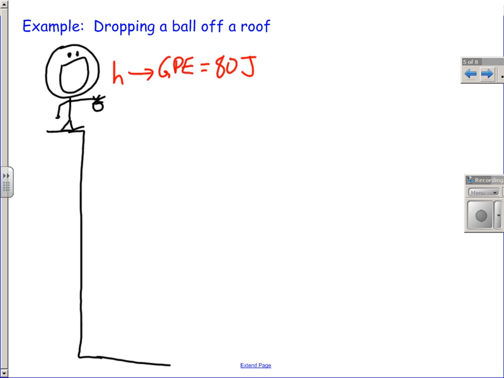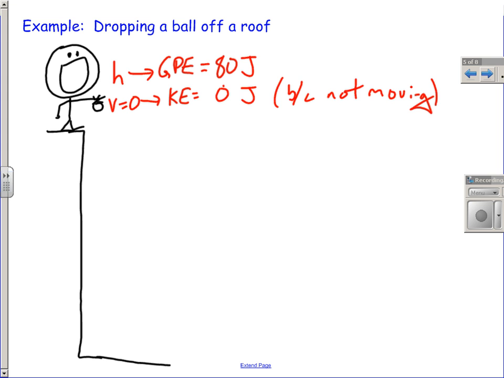Now, because when you drop something, remember your velocity starts at 0, that means that the kinetic energy of the ball at the top of the path is 0 joules, right? Because it's not moving, right?